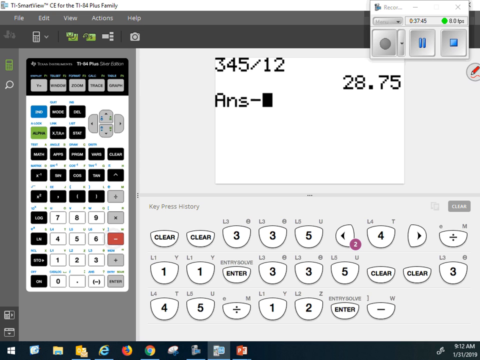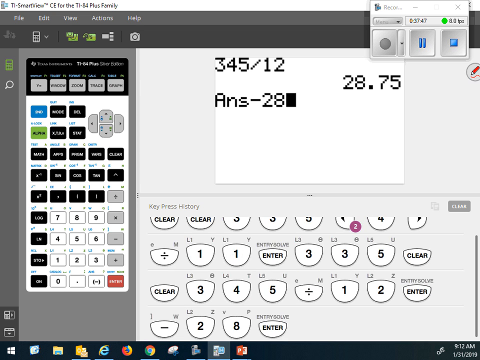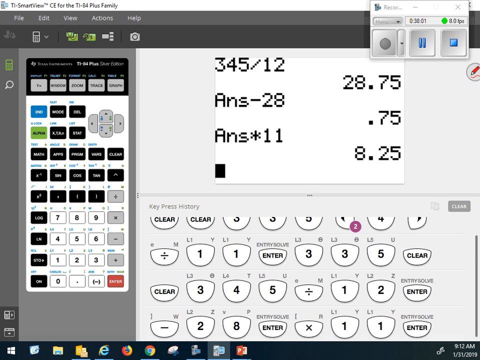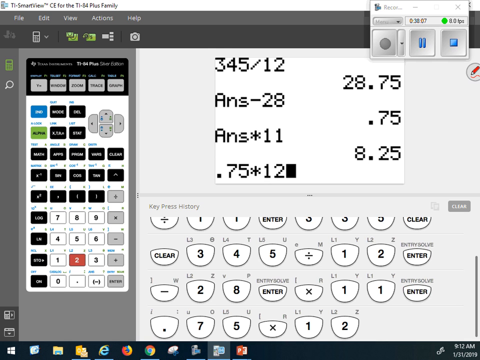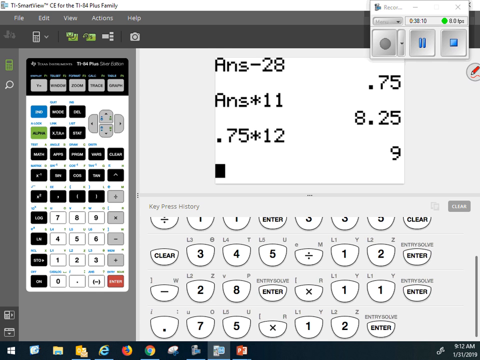So I would just subtract the 28 so that I'm left with just the decimal part. This is 0.75 of a foot, and I want to know how many inches that is. So I know that there are 12 inches in a foot. So I'm going to take that and multiply it by 12. Times 12. Okay, and we get 9.